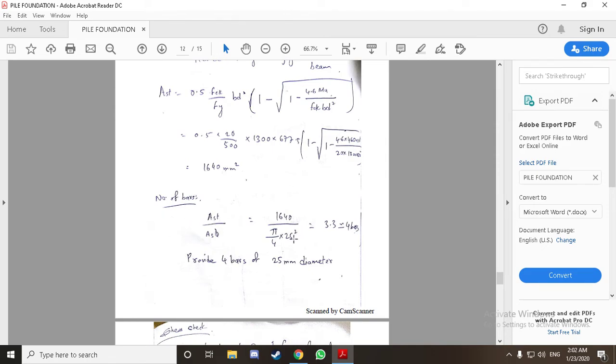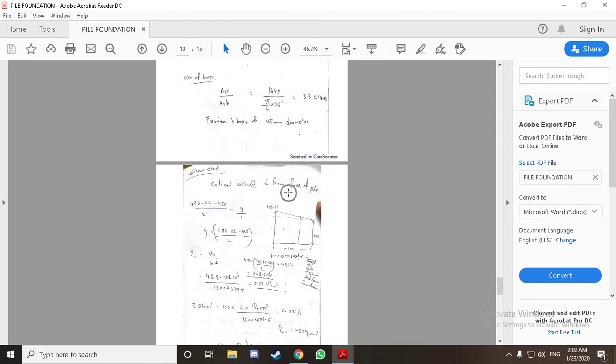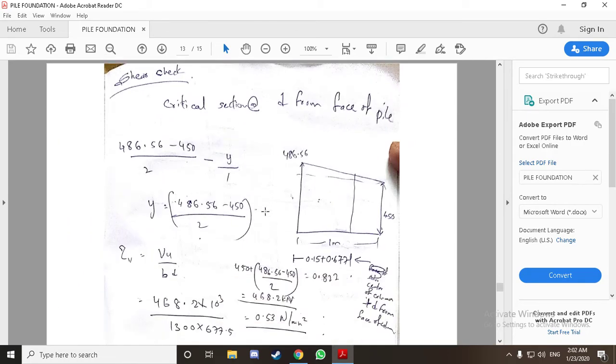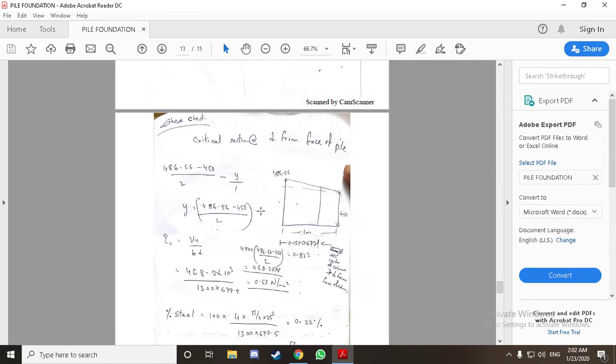Using this AST we will calculate the number of bars. Let us say we are providing 25 mm bars. So AST by pi by 4 into 25 square will give us some 4 bars. So we have to provide 4 bars of 25 mm diameter. Now we have to do the shear check.